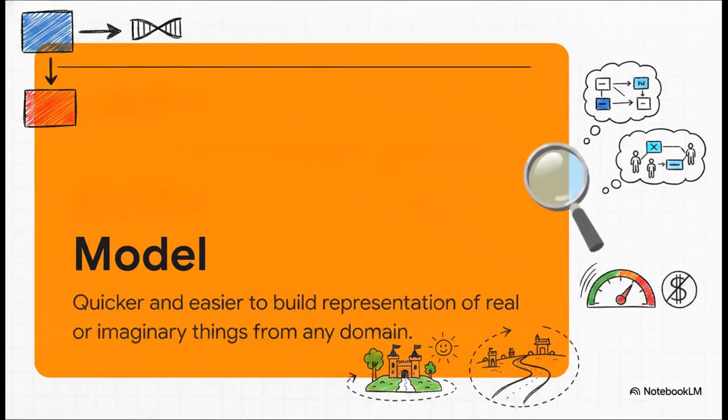So, what actually is a model? Basically, it's just a representation of something, real or imaginary, from absolutely any domain. But the really important part is that a model is way quicker and infinitely easier to build than the real thing. We build them because they give us a fast, completely safe sandbox. You get to simulate, experiment, and wrap your head around a problem without taking on the massive cost and risk of building the final product right out of the gate.